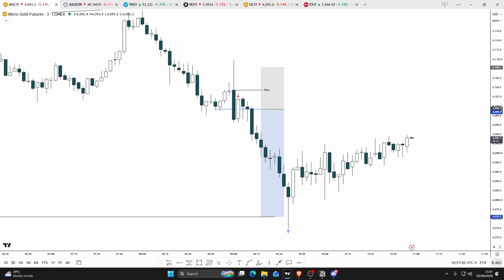Guys, let's jump into this trade recap. So you can see the entry here on the 3 minute, entered on the retest of this order block.